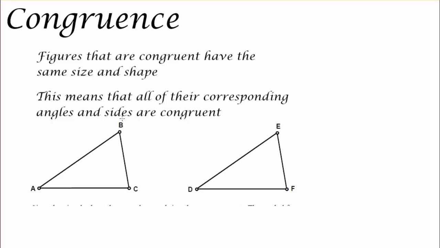Essentially, they have the same measurements. This means that all of their corresponding angles and sides are congruent. But what does it mean to have corresponding sides? So let's take a look at two triangles, triangle ABC and triangle DEF.